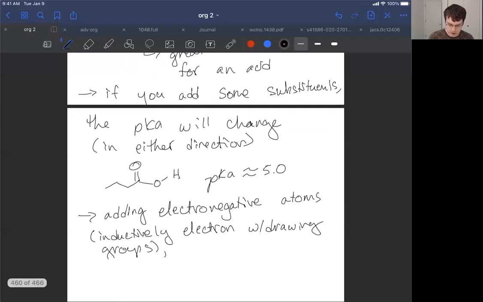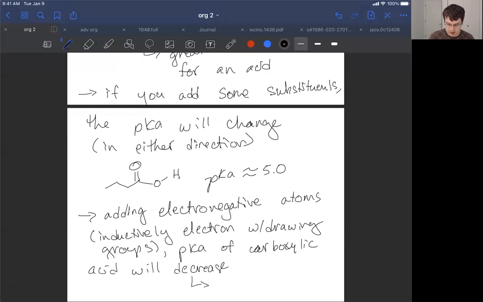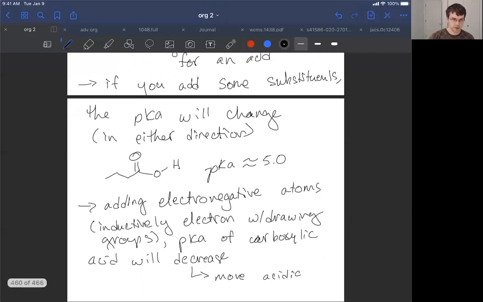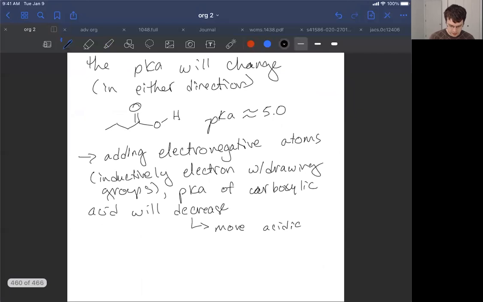If we do this, the pKa of the carboxylic acid will decrease. And if it decreases, the carboxylic acid becomes more acidic. Okay, so let's look at an example of this. If we take our same butanoic acid that had a pKa of approximately 5.0, and let's just go ahead and add a chloro group to it.